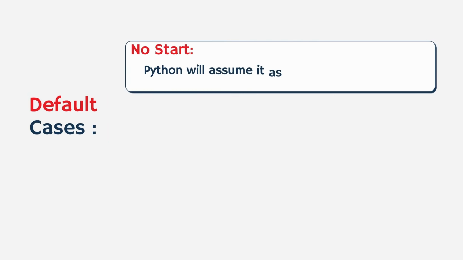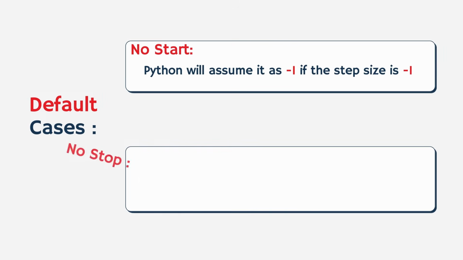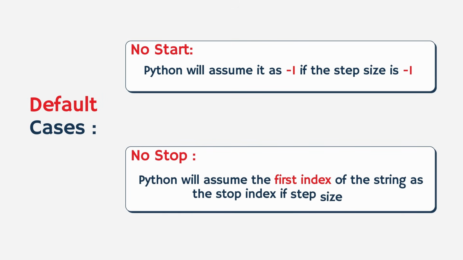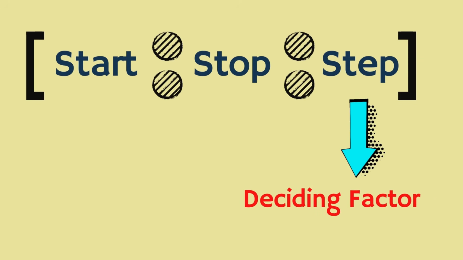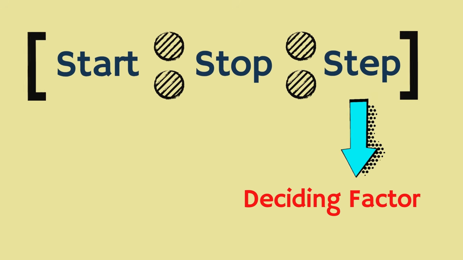First, as we did not mention the starting index, Python has assumed it as -1 by default based on the step size we have given. And second, we also did not mention the stop index. Python has assumed it as the starting of the index by default based on the step size we have given. Here, the step size is the governing factor that will decide the default values of the start and stop indexes along with moving the pointer from right to left.